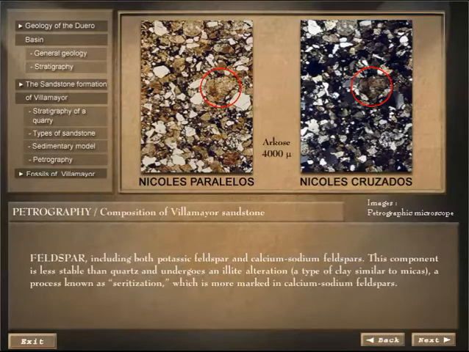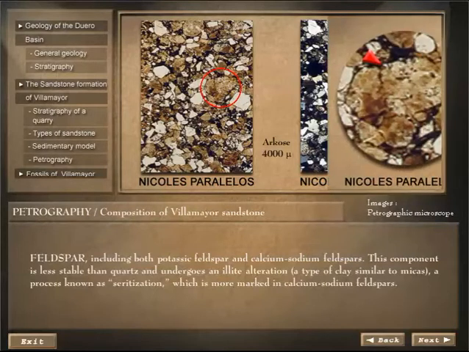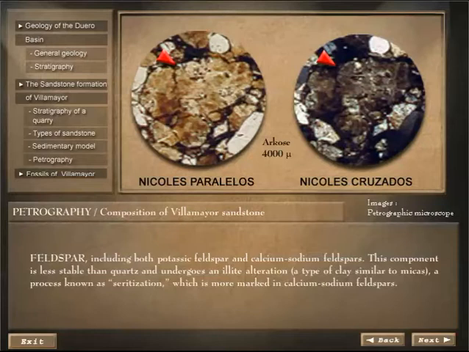Feldspar, including both potassic feldspar and calcium-sodium feldspars. This component is less stable than quartz and undergoes an illite alteration, a type of clay similar to micas, a process known as ceratization, which is more marked in calcium-sodium feldspars.